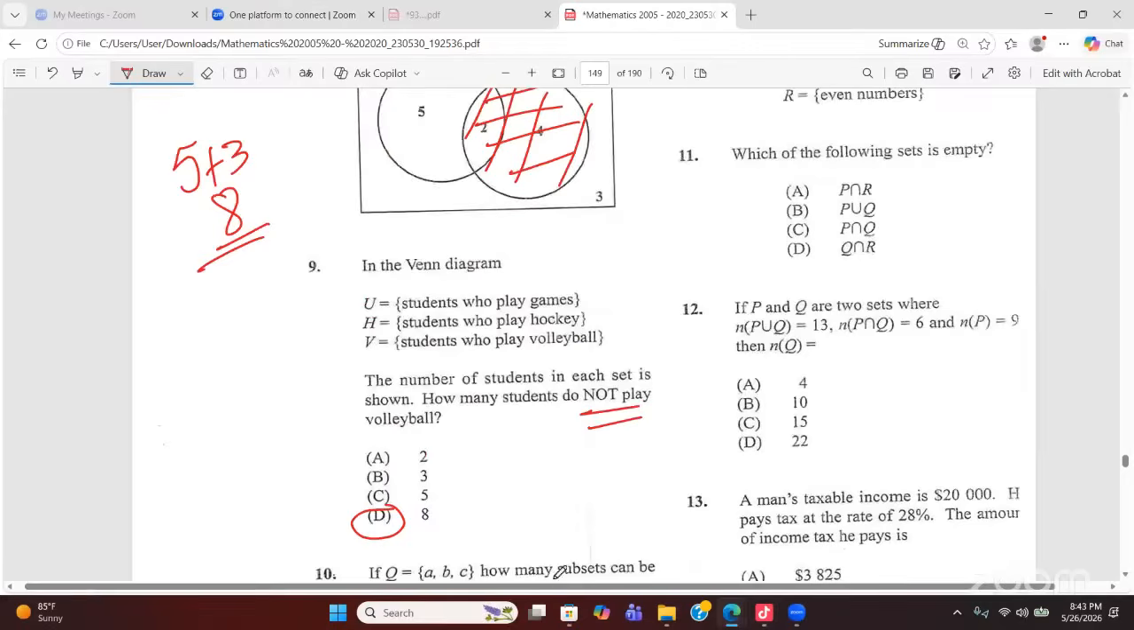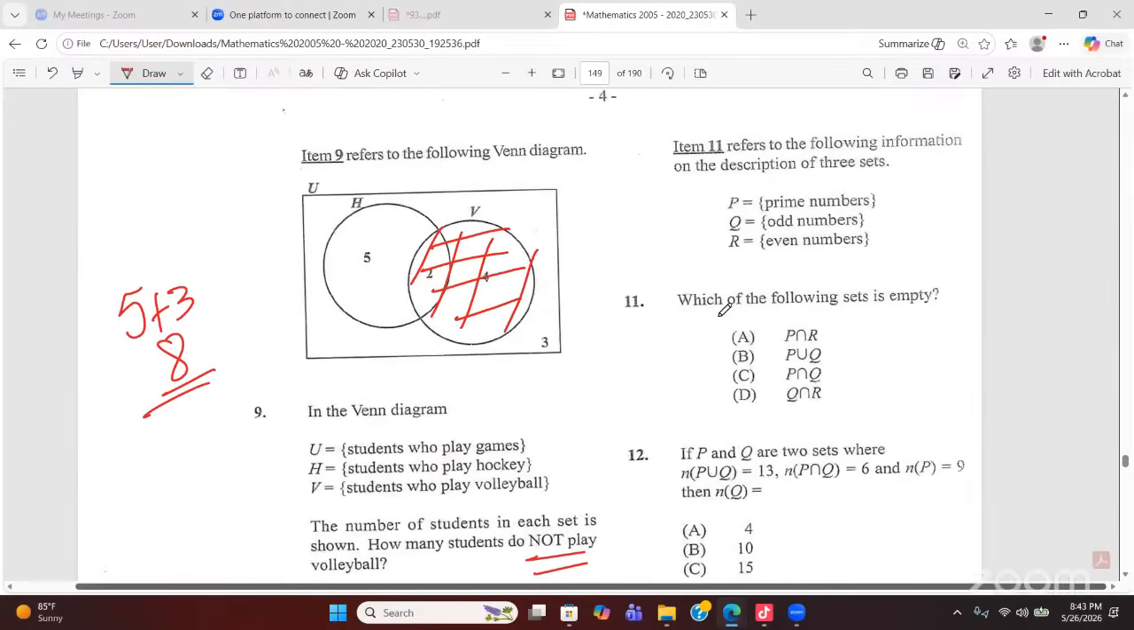All right, let's go to question 11. Question 11 says it refers to prime numbers, odd numbers, and even numbers. All right. So what is the question really dealing with now?